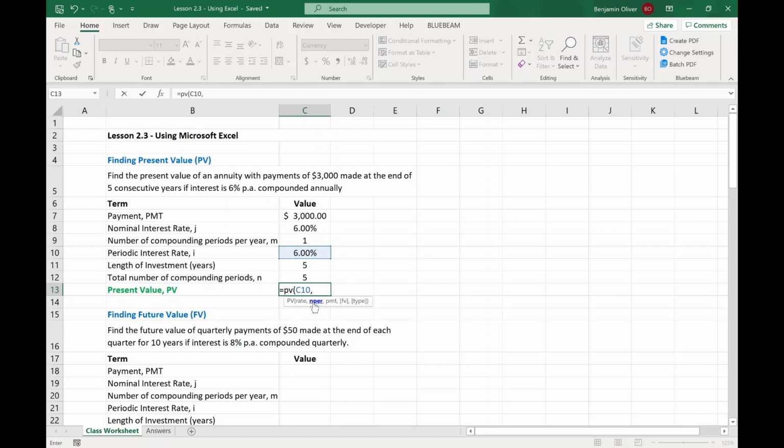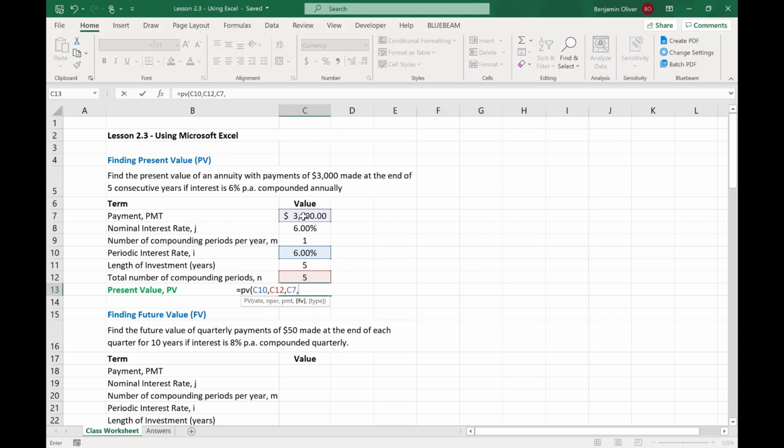You'll see that our second item here is now bolded, NPER. That's our number of periods. That's our total number of compounding periods. Again, think back to the actual manual version of this formula. It's the same variables you'd look at to solve that formula. So our number of periods is N. Select that. The next item is payment. Our payment is provided here, so we select that.